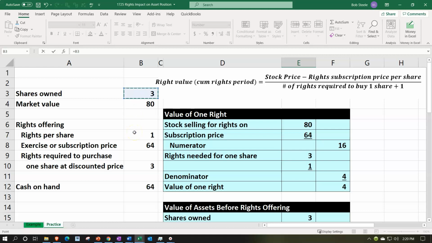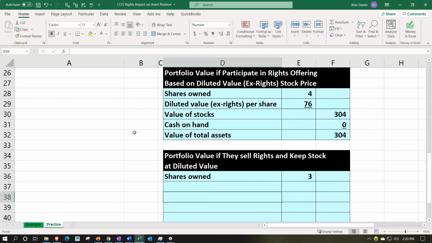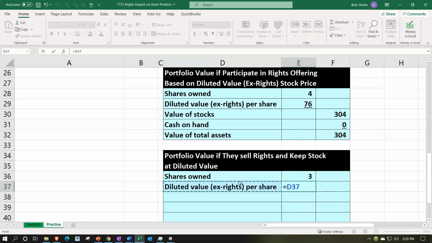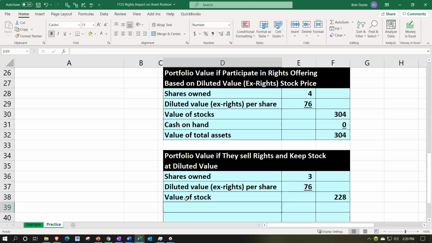They didn't exercise their option at that point, so we're going to say 3. And then the diluted value now, they're no longer worth $80 per share. They're only worth the 76 that we calculated. So they're worth that 76. Underline that, font group and underlining. That's going to give us our stock value in our portfolio, which is going to be 3 times the 76, which will give us the 228.